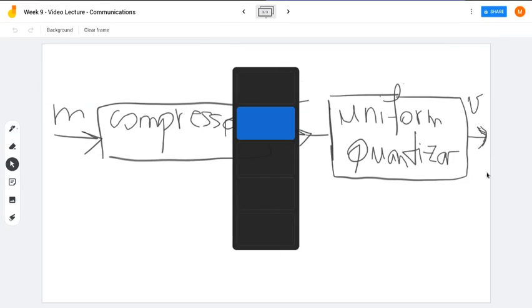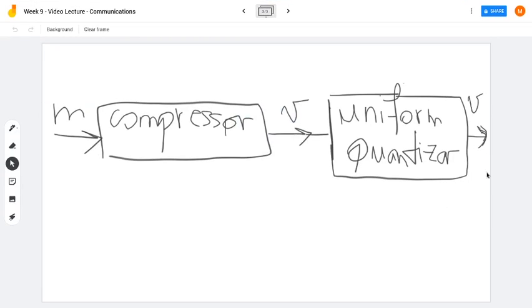Let's move to our whiteboard over here. So we have a compressor circuit. The input is m, and the output from the compressing circuit is v, and this output is applied to a uniform quantizer, and hence these two combined together will result in the so-called non-uniform quantizer. So a non-uniform quantizer is simply a compressing circuit followed by a uniform quantizer. m is the input to the compressing circuit, v is the output from the compressing circuit.